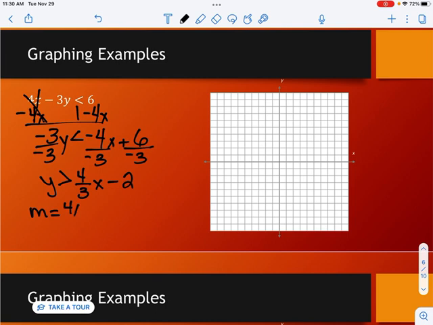My slope is 4/3. My y-intercept is -2. And this time it is going to be a dotted line. So I start off 1, 2 down. From there, I'm going to go up 4, 1, 2, 3, 4, over 1, 2, 3. And it is a dotted line.